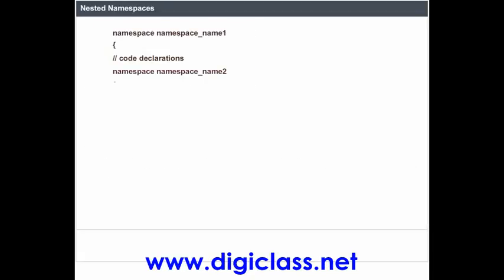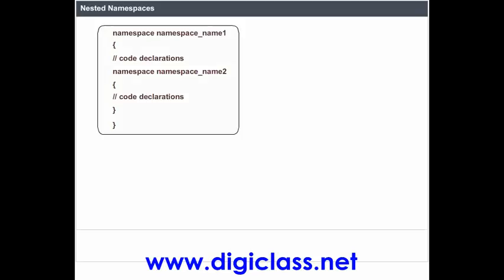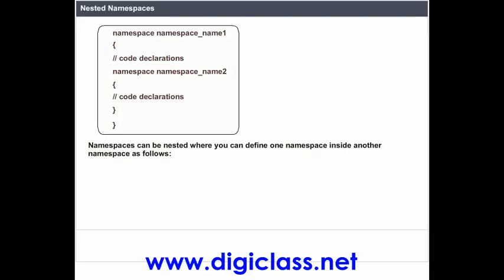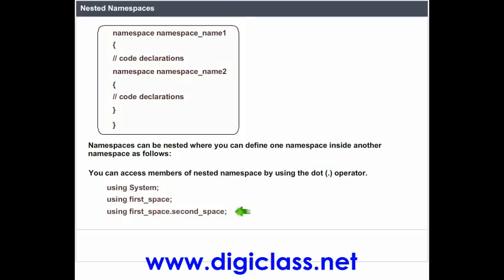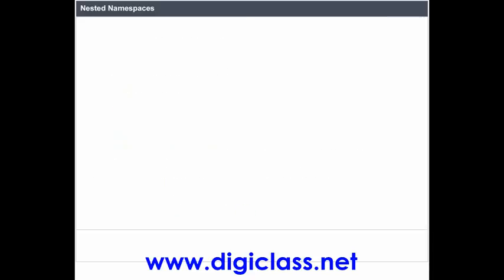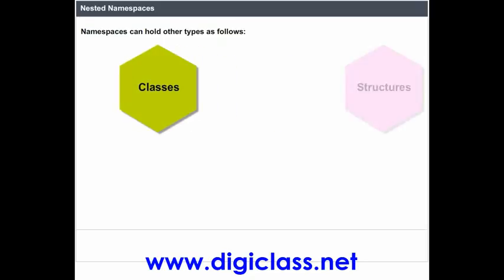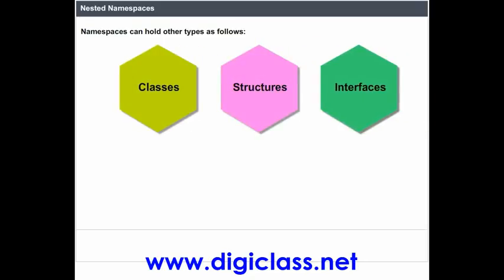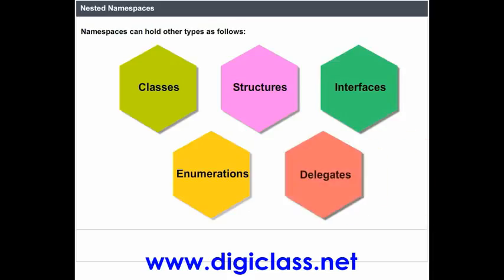Nested namespace. An example of nested namespace is given here. Namespaces can be nested, where you can define one namespace inside another namespace as follows. You can access members of a nested namespace by using the dot operator. Namespaces can hold other types as follows: classes, structures, interfaces, enumerations, and delegates.